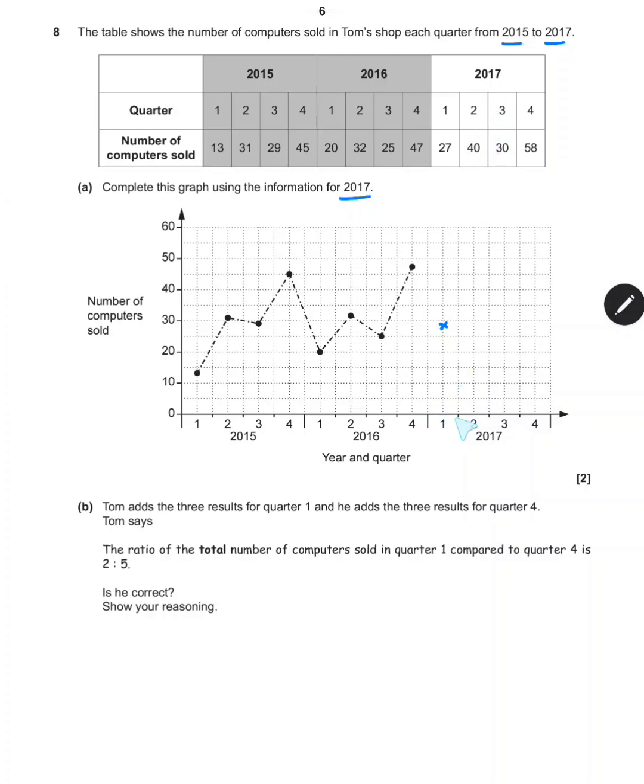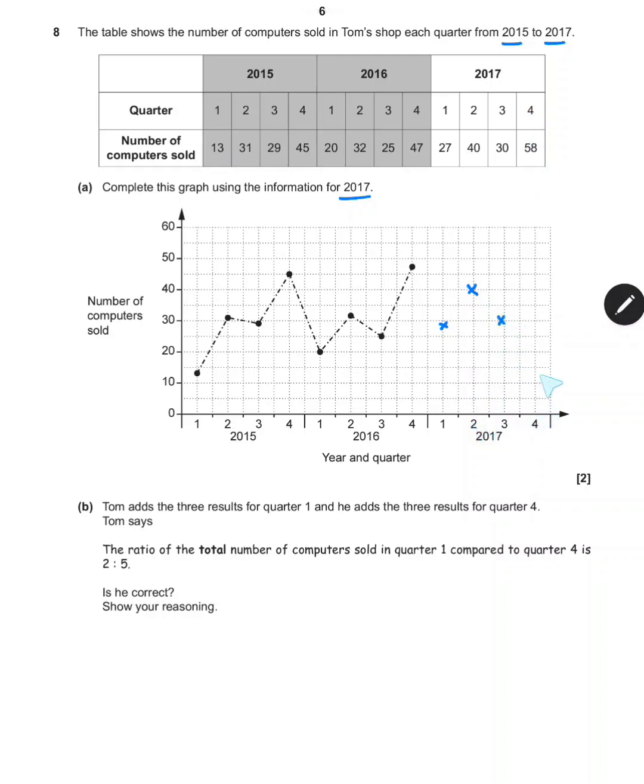Quarter 2 is 40 computers. There's quarter 2. That's nice. That's bang on 40. Quarter 3 is 30. Quarter 3, 10, 20, 30. And then quarter 4 would be 58.